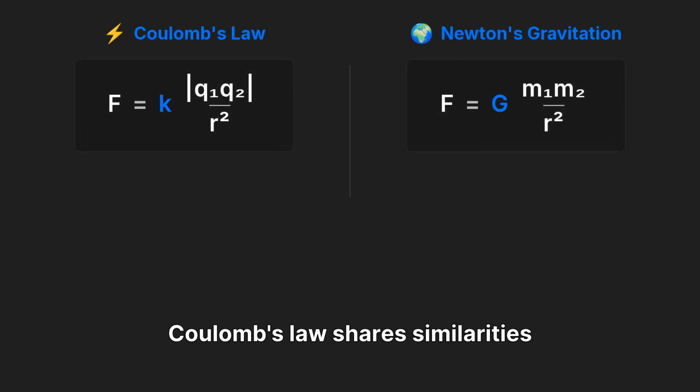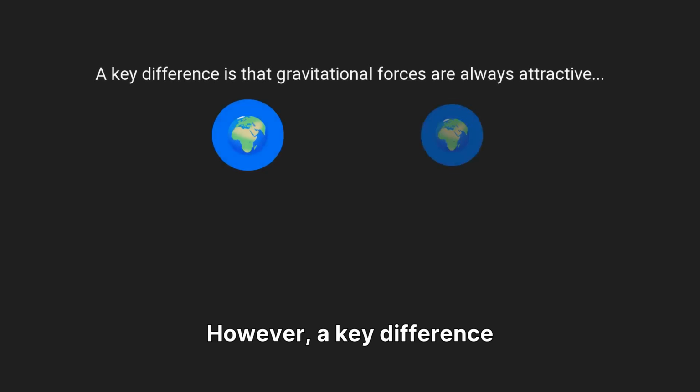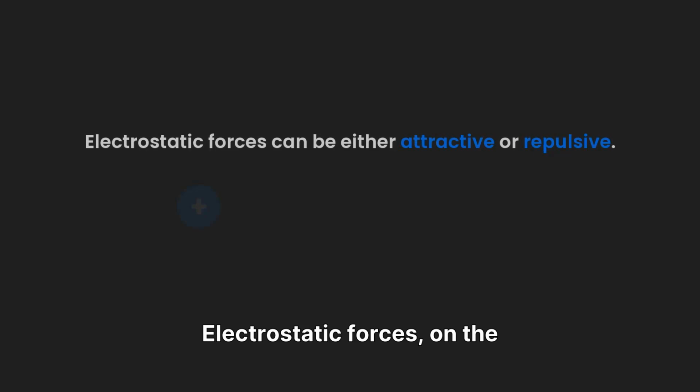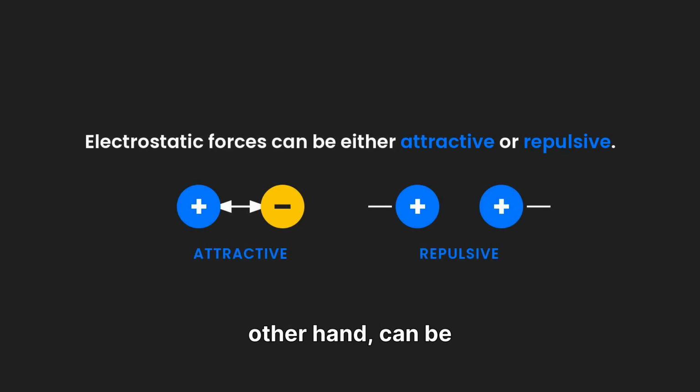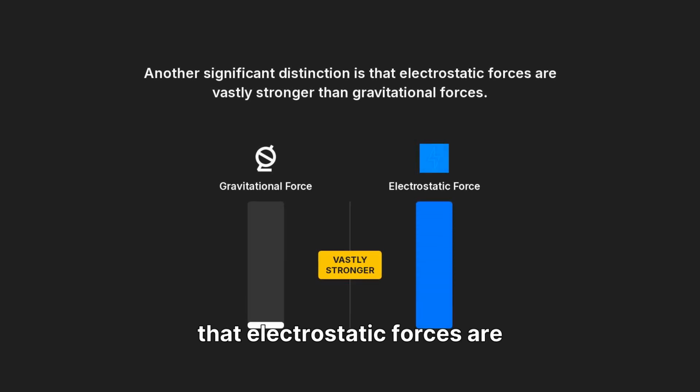Coulomb's law shares similarities with Newton's law of universal gravitation, as both are inverse square laws. However, a key difference is that gravitational forces are always attractive, pulling objects together. Electrostatic forces, on the other hand, can be either attractive or repulsive. Another significant distinction is that electrostatic forces are vastly stronger than gravitational forces.